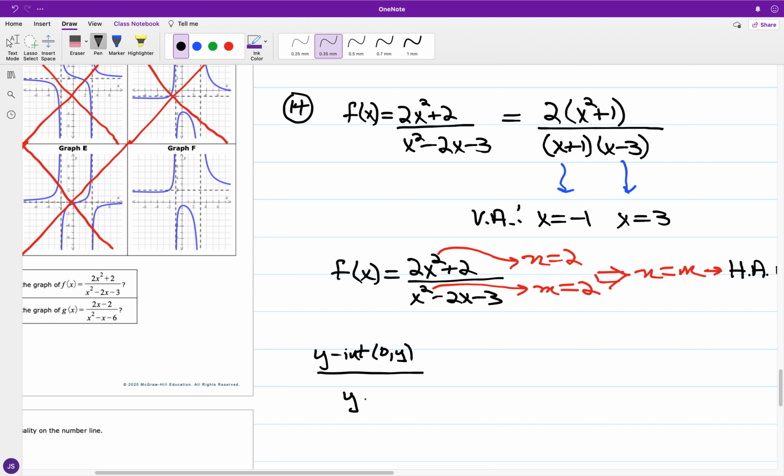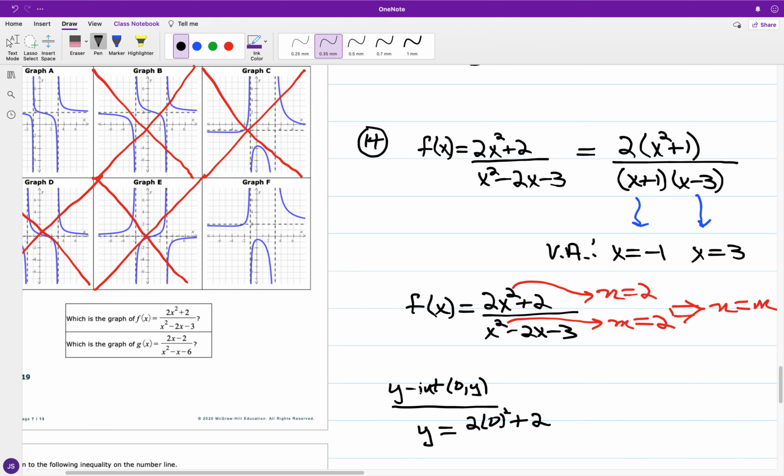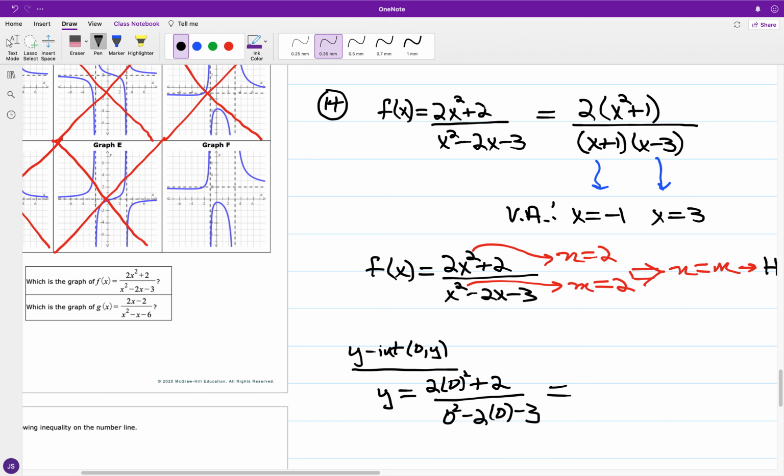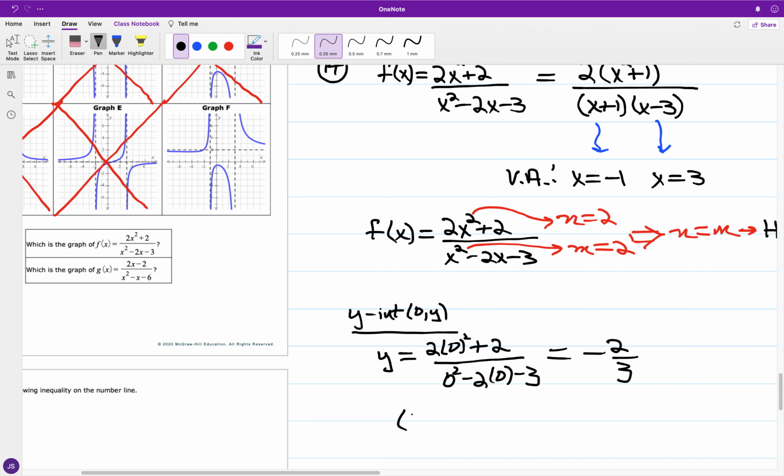So for the y-intercept, you have y equal to 2 times 0 squared plus 2, and that's going to be your f of 0, all over 0 squared minus 2 times 0 minus 3. And if you saw the result already, that's fine, because you have 2 over -3. So y is going to be at -2/3. So your y-intercept is going to be at 0, -2/3.